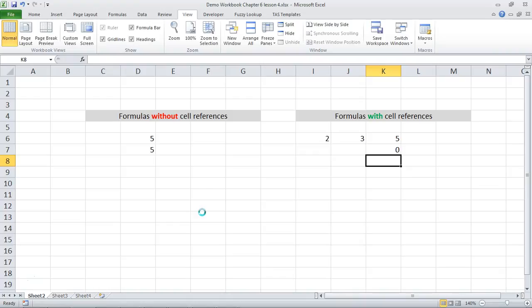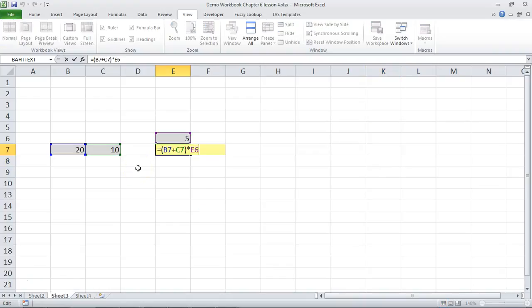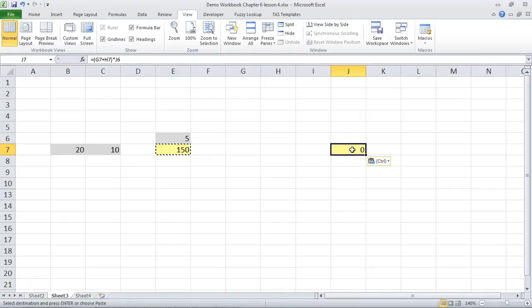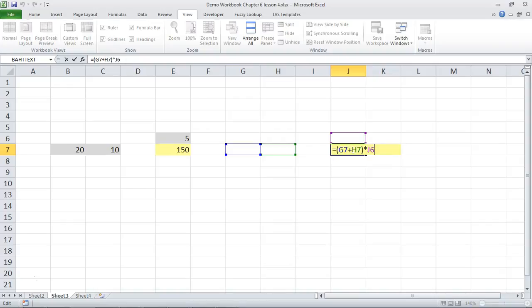Let's look at another example. In this example, we have a formula in cell E7 which is equal to (B7 plus C7) whole multiplied by E6. So the value of cell E7 is dependent on the third cell to its left, which is B7, the second cell to its left, which is C7, and the first cell above it, which is E6. Now if I copy cell E7 and paste it in cell J7, you can see that J7 is also dependent on the third cell to its left, the second cell to its left, and the first cell above it.